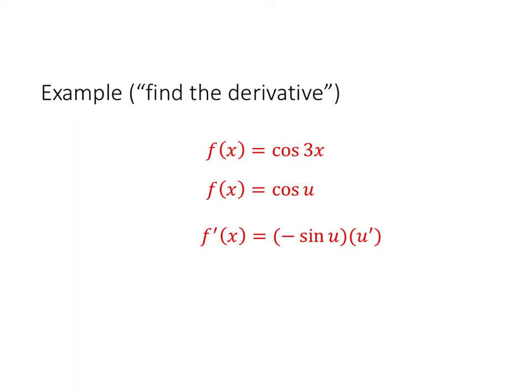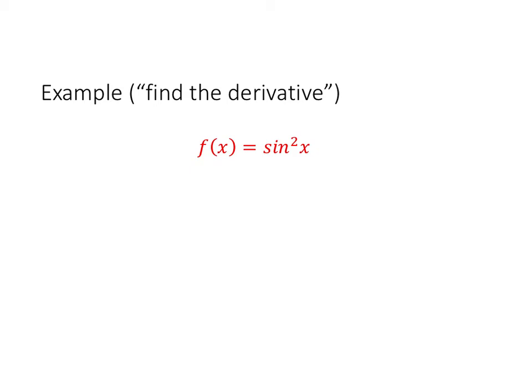Well, the derivative of cosine u is simply going to be minus sine u. But remember, the chain rule says it's minus sine u times u prime. So the derivative of cosine u is minus sine u, u prime. So going back to the original example, what would our answer be? The derivative of cosine 3x would be minus sine 3x times the derivative of 3x, which is simply 3. Or we could rewrite this as minus 3 sine 3x.